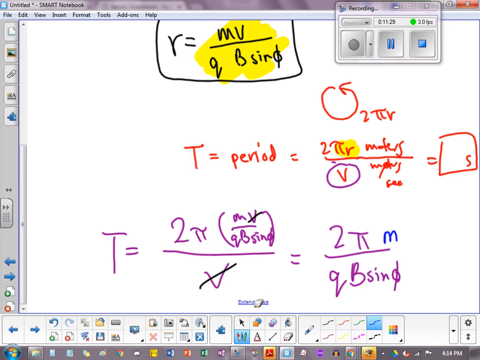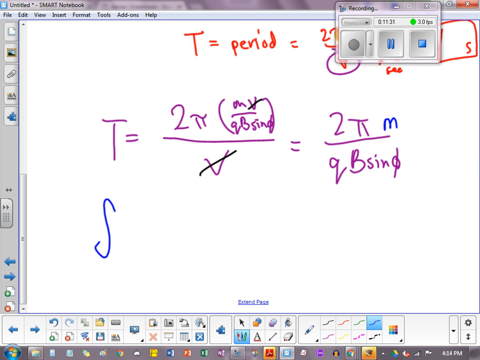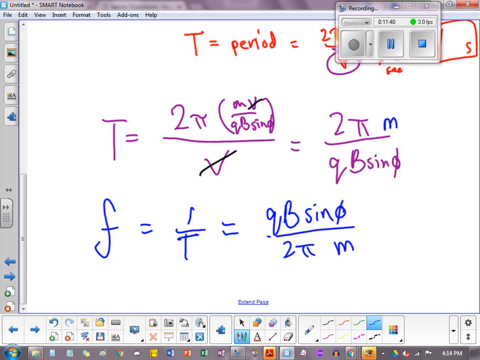In fact, I'll just do it right here on this slide. So frequency, which is 1 over period, is just QB sine phi over 2 pi m.